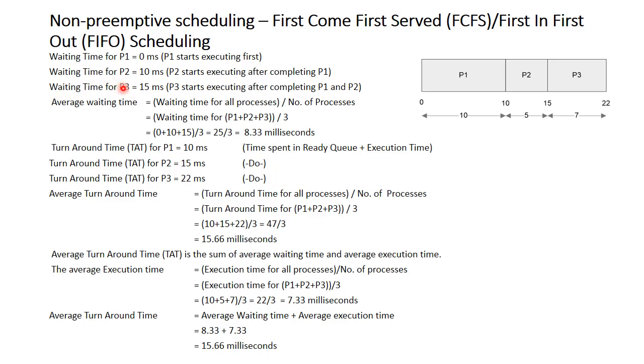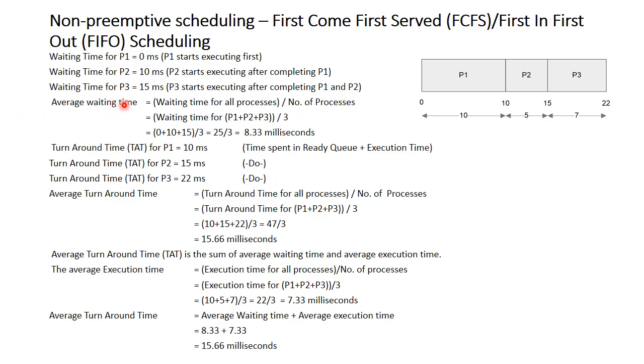Waiting time for P3 is 15 milliseconds. P3 starts executing after the completion of P1 and P2. So 15 milliseconds is the time taken by P1 as well as P2 together. So waiting time for P3 will be 15 milliseconds. So we have the same figure as it was shown in the previous figure, for your reference.